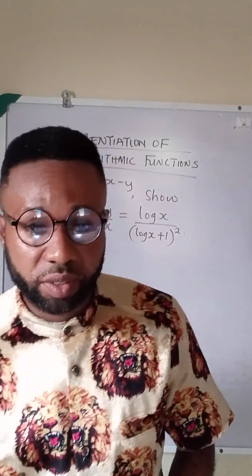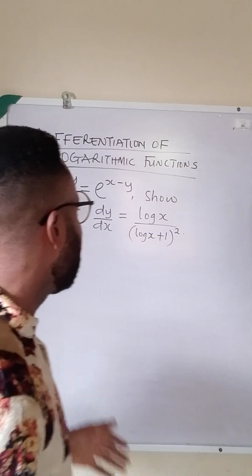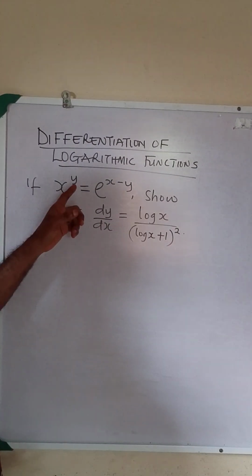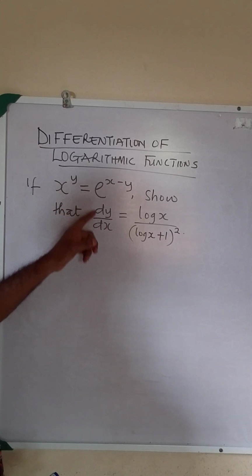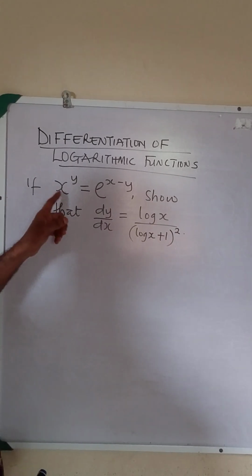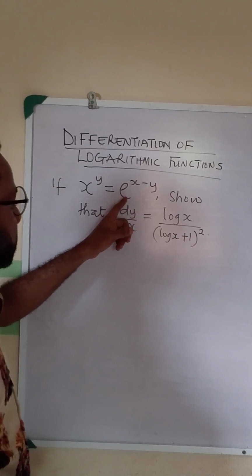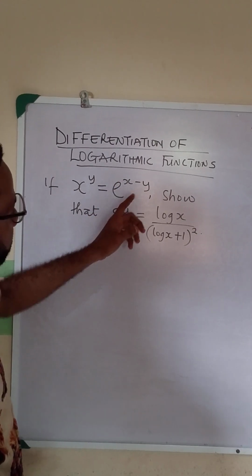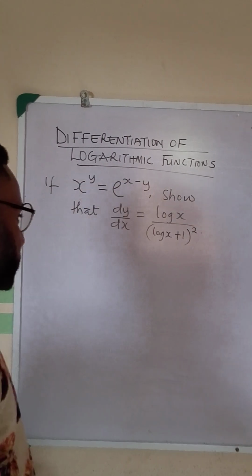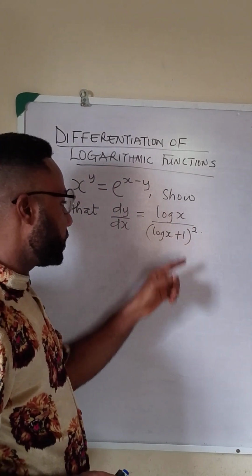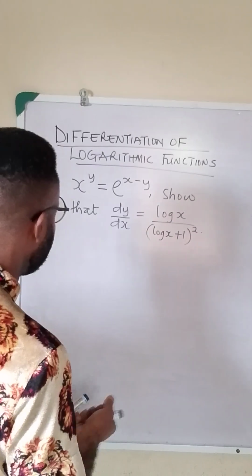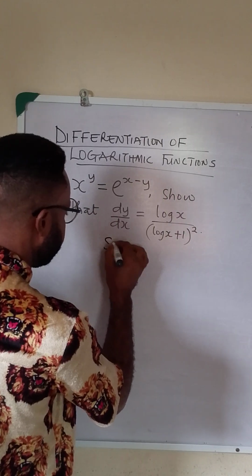Hello viewers, we are going to look at differentiation of log functions, okay? We've been given that x raised to power y equals exponent x minus y, and we're asked to show that dy/dx is equal to log x divided by (log x plus 1) raised to the power of 2. So we have the solution.